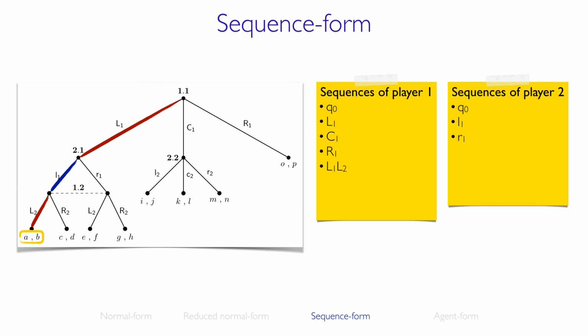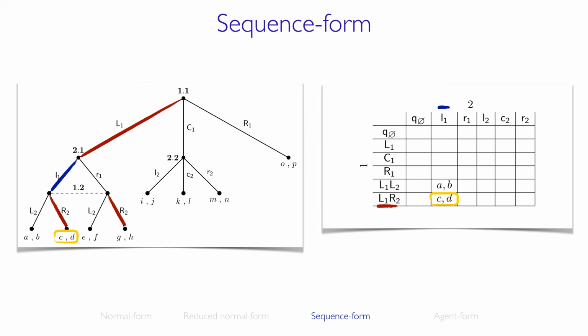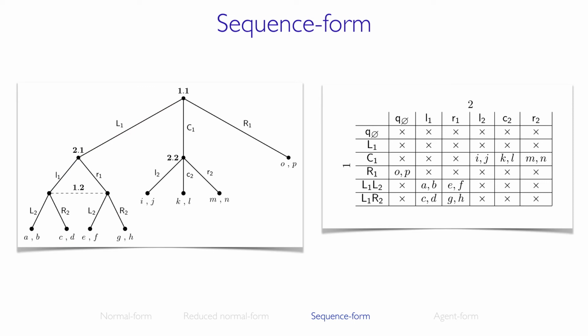Node AB defines sequence L1, L2 for player 1, and we can go on as usual and enumerate all sequences, as in picture. The payoff matrices are built as usual. If player 1 plays sequence L1, L2, and player 2 plays sequence L1, then outcome AB is reached. Instead, CD is reached when player 1 plays L1, R2. We can go on, and these are the final payoff matrices.